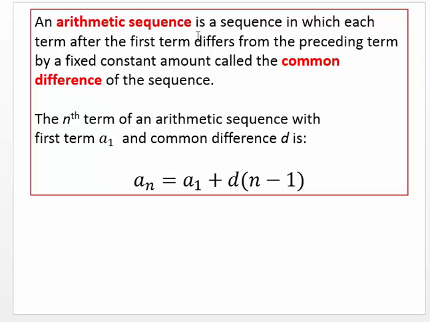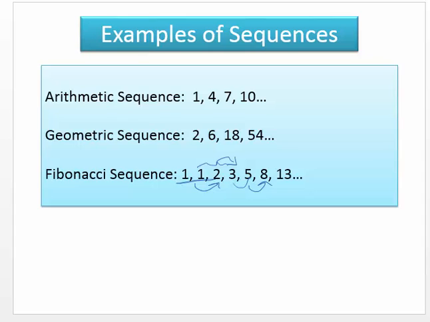Okay, here's some terminology for you. An arithmetic sequence is a sequence in which each term after the first term differs from the preceding term by a fixed constant amount called the common difference of the sequence. Now that sounds complicated, but it's not. All they're saying on an arithmetic sequence, we have a common difference, and that common difference just is how much do we add each time to get from one term to the next. So on this one, our common difference is 3.